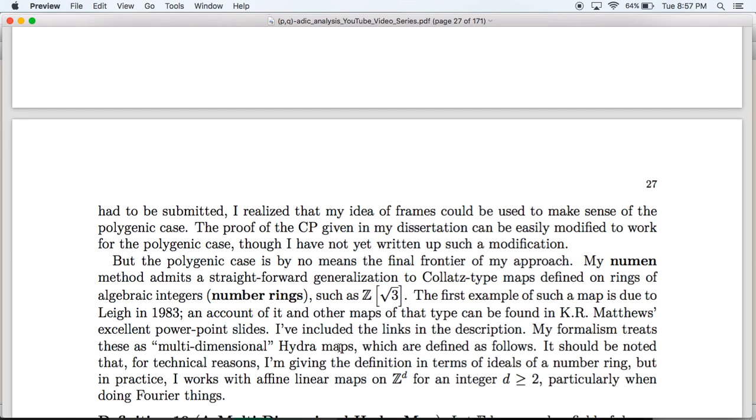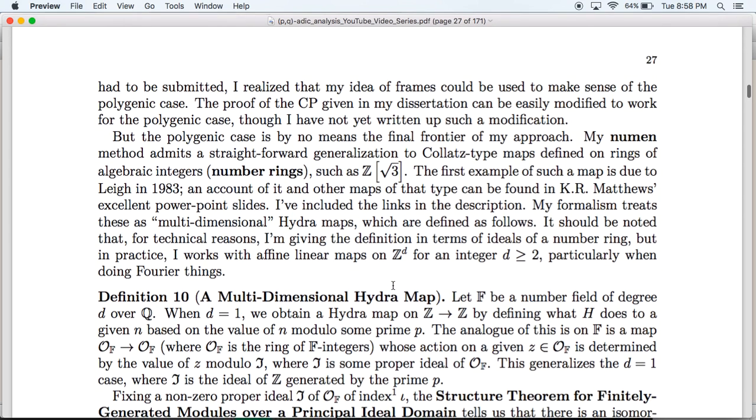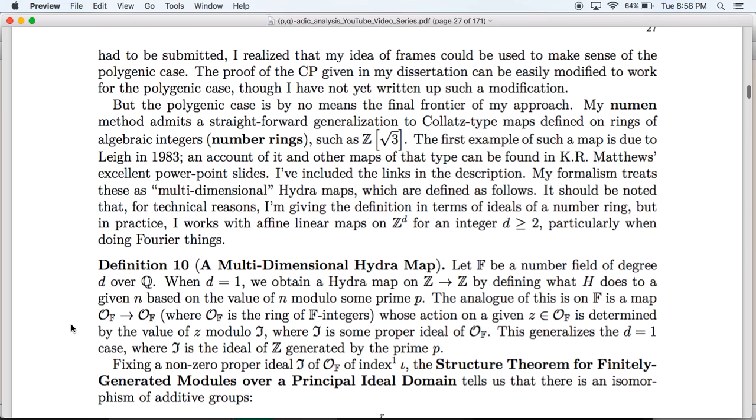This is because, recall, a ring of algebraic integers like this is isomorphic as a ring with a basis to the lattice Z^D. We just pick a Z basis for this ring of integers. So here's the definition of a multidimensional Hydra map. Again, this is defined using number rings rather than lattices. Let F be a number field of degree D over Q. When D is 1, we obtained a Hydra map on Z by defining what H does to a given input n based on the value of n modulo some prime p.